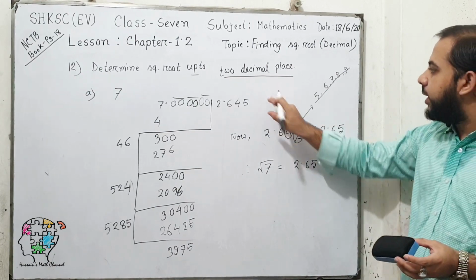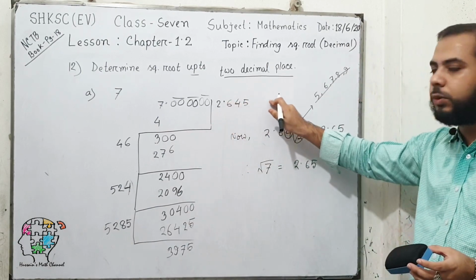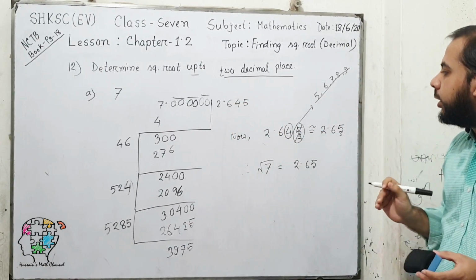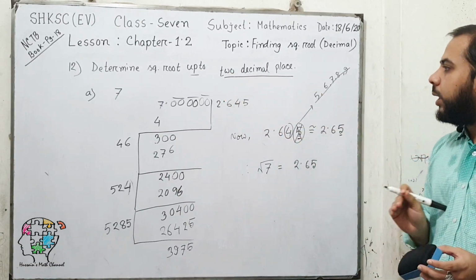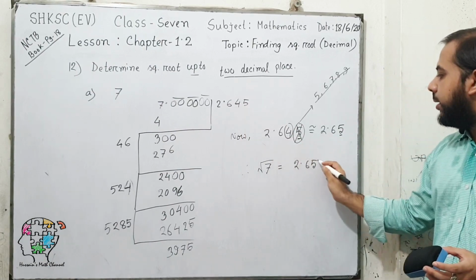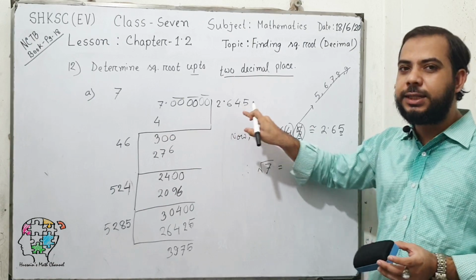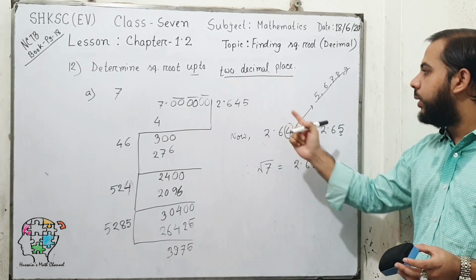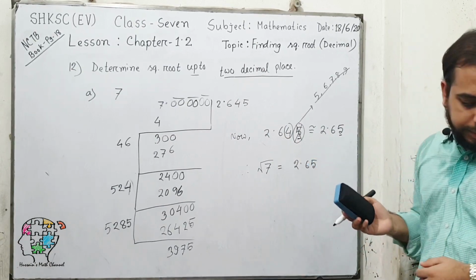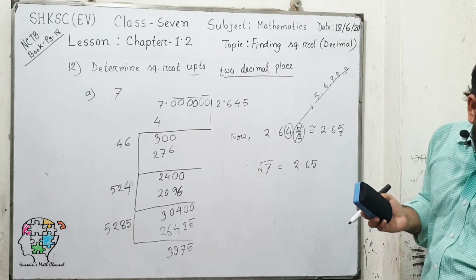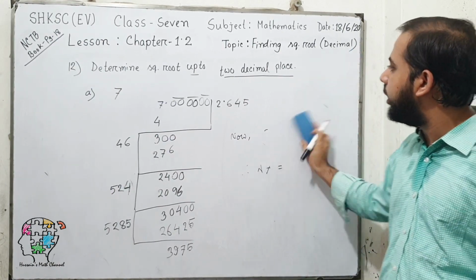Now observe here, the decimal digits will not finish, they will continue unlimitedly, but the question asks to find only 2 decimal places. So we just terminate after 2 decimal places. To find whether the last digit will be as it is or it will be increased by 1, we have to determine another 1 digit. All right, now let's move on to question number 12 B.